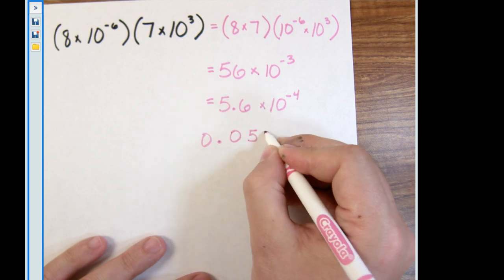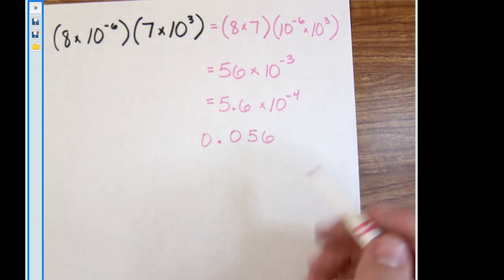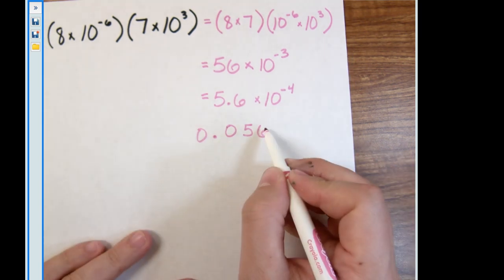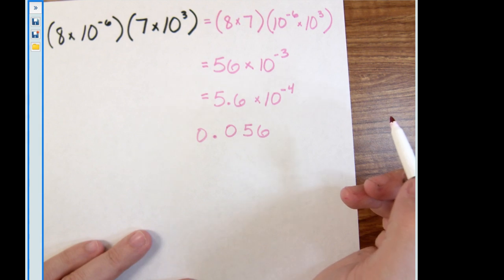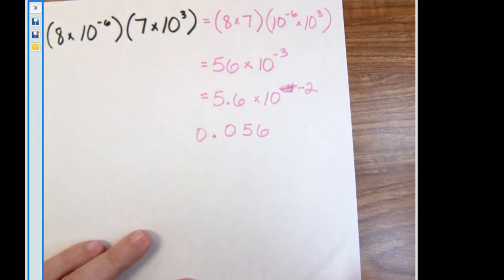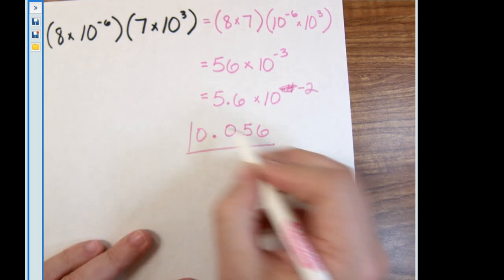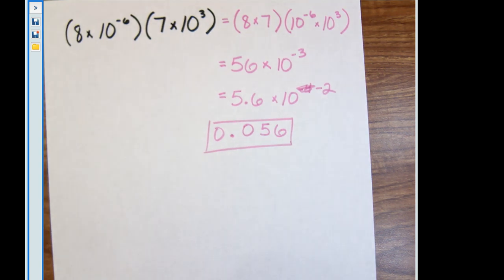Is that right? Nope. Oh, this is 0.056. Did I mess up? Oh, this should be, derp, that's -2. Sorry, kids, I can't add. You're in good hands.